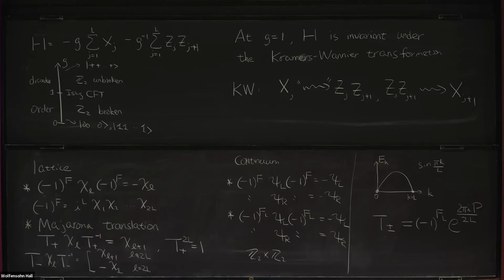Now recall that (-1)^F is i^L χ1 χ2 all the way to χ2L. The lattice translation just moves χ1 to χ2, χ2 to χ3, and χ2L to χ1. But then you want to rearrange it into an expression that looks closer to the one you started from. So you want to move χ1 all the way to the leftmost. But you have an odd number of fermions in front of it, so you get an important minus sign here.